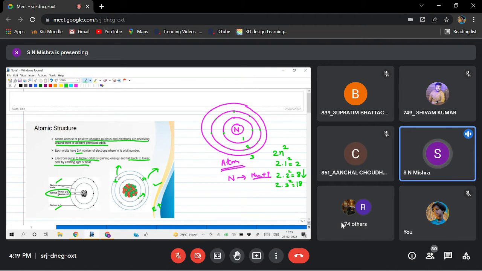Okay, so these are the basic fundamental things, atomic structure and how the electrons are placed in orbits, and when they jump from one state to another, they gain energy, and when they lose energy, they fall to the immediate next or lower orbit. Is it clear? Yes, sir.